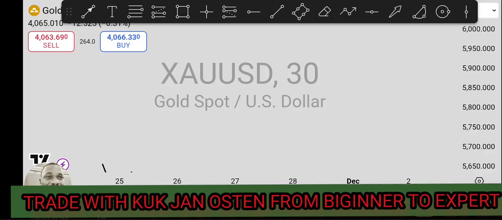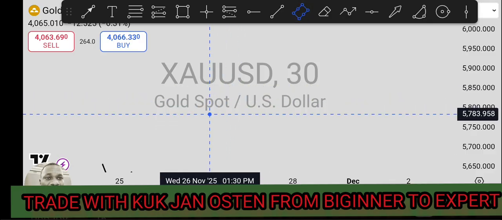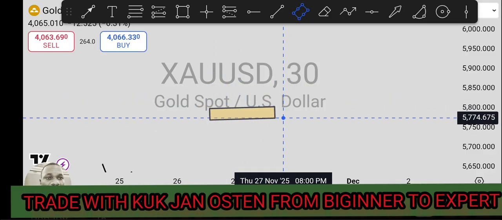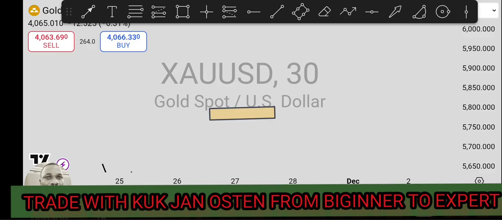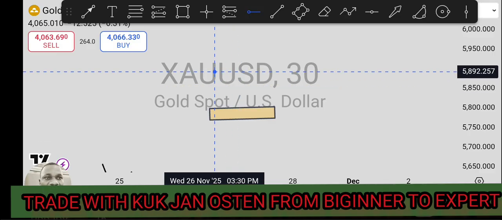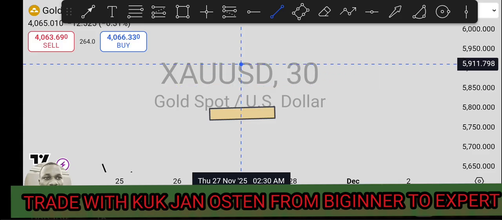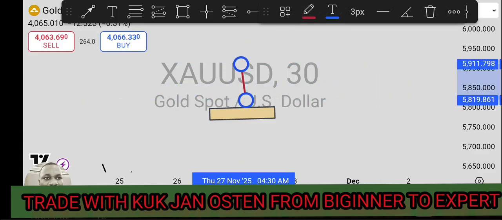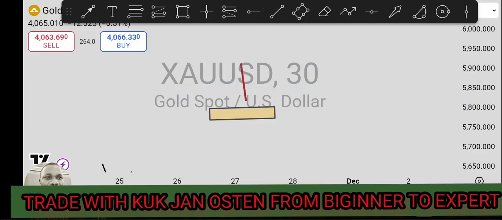So we can see that at this point, for example, if we have our equal highs, and the candle is now showing like this, we can see we have our equal highs. Okay, guys.